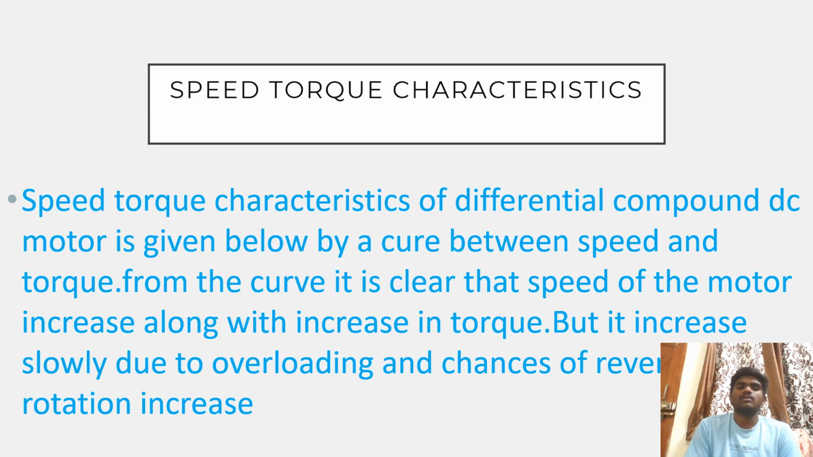And the speed torque characteristics of the differential compound DC motor are given below. From the curve, it is clear that the speed of the motor increases along with the increase in torque, but it increases slowly, and due to overloading the chances of reversible rotation increase.